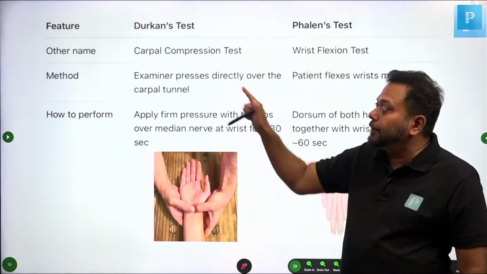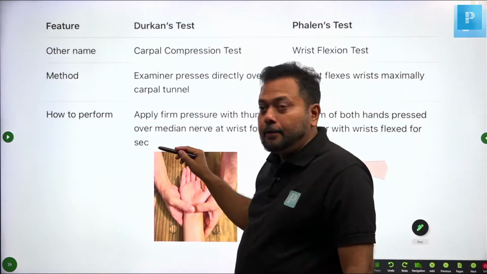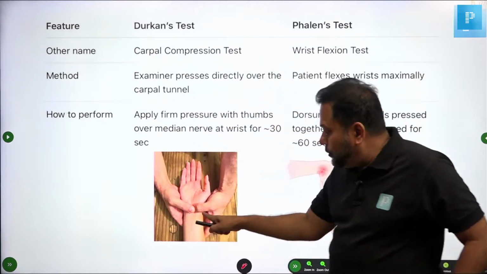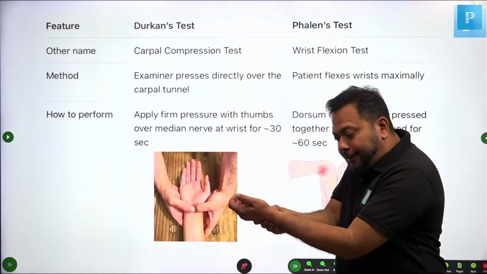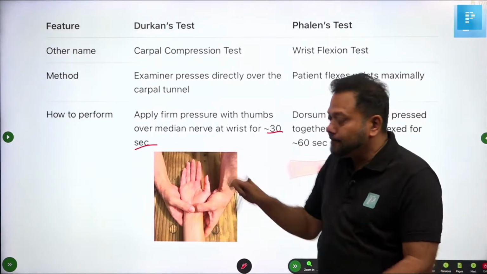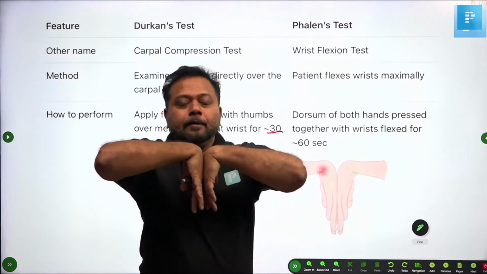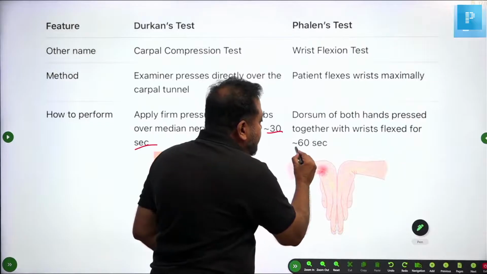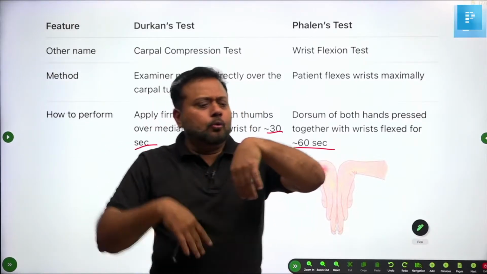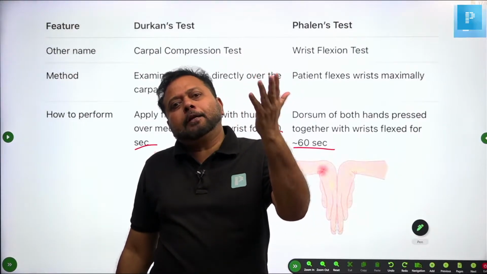So this is the catchy area. Now I am going to explain. You see here, Durkan's test, other name is carpal compression test. Fallon's test is wrist flexion test. In Durkan's test, directly I am compressing the median nerve for 30 seconds. Okay, direct compression. In Fallon's test, I am flexing the wrist like this and I should keep it for 1 minute, 60 seconds. So when you flex the wrist joint, that increases the pressure in the carpal tunnel.